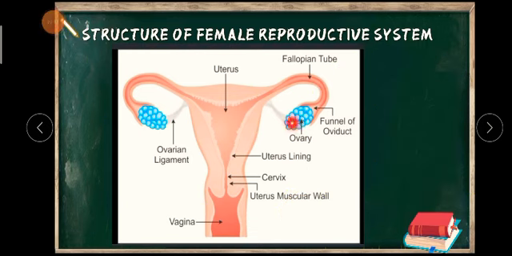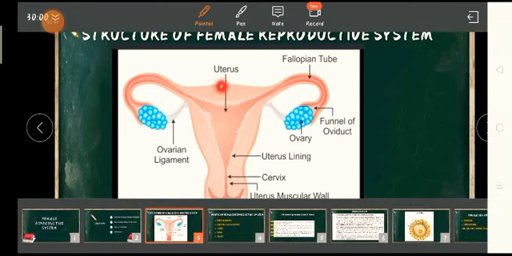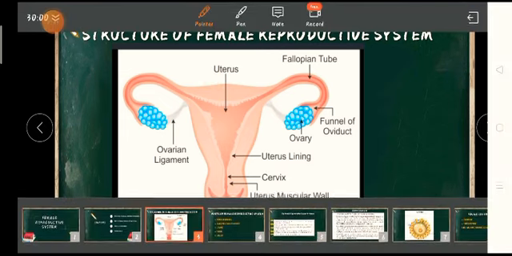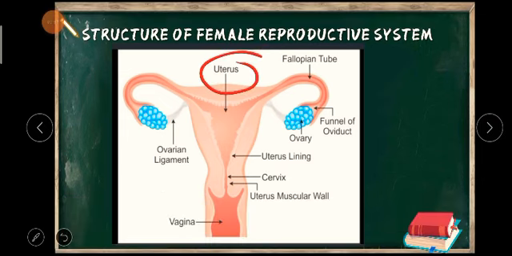So these ovaries are responsible for releasing the egg or ovum. The oviduct or fallopian tube brings the ovum to the uterus. The third part is the uterus. The uterus is also called the womb of the mother. This is the place inside a female body where the human baby grows.